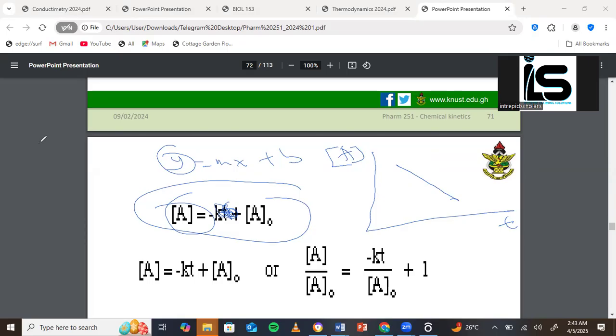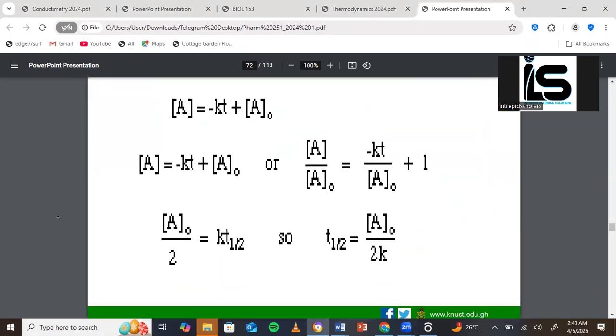Now, in finding its half-life, we put A at T equal to 0.5 of A naught. And then this is what we get. So this is a formula that we have to keep, that the T half of a zero order reaction is equal to the initial concentration of the reactant over 2 times the rate constant. Very simple.